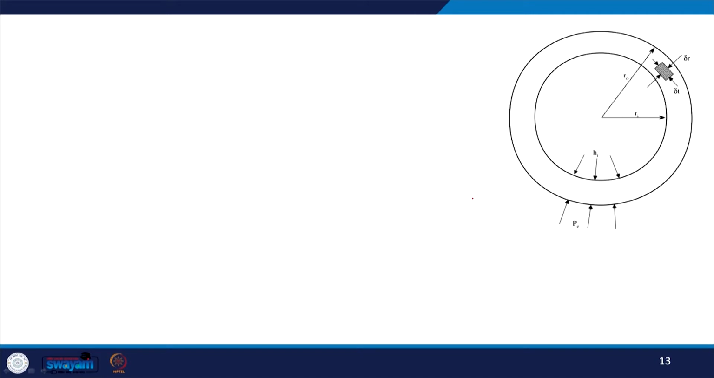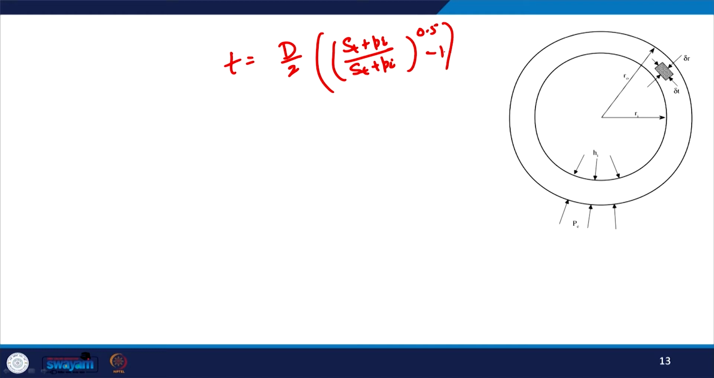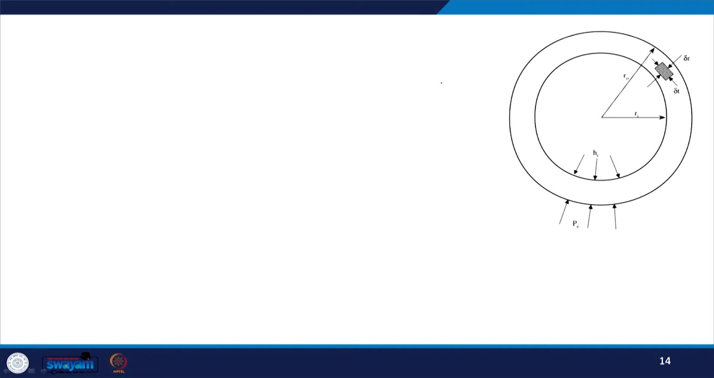Now if we solve these equations, then T is equal to D by 2 times St plus Pi upon St minus Pi, to the power half, minus 1, and that is equation number 8. These equations may be arranged to determine the bursting pressure of the pipe, which occurs when the tangential stress equals the ultimate tensile stress.